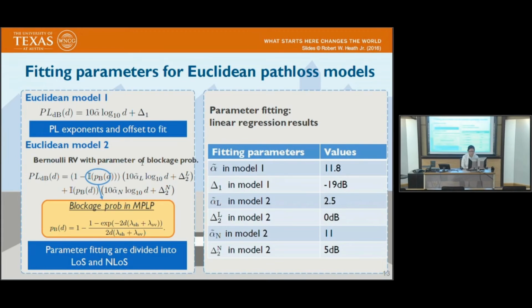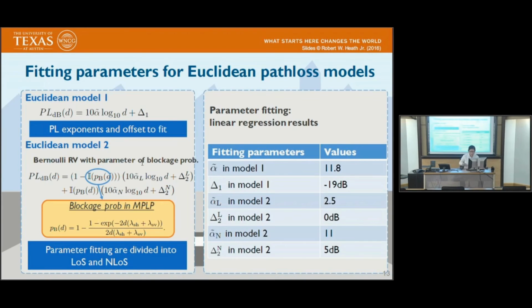The first is that the pathloss is simply calculated by the Euclidean distance of the direct propagation path. And the second Euclidean model is a little bit different because it now differentiates the base stations as having line of sight or non-line of sight links, and assigns different pathloss exponents to the different links. In this case, the pathloss value is determined by whether the link is line of sight or non-line of sight. So we denote a Bernoulli random variable with a parameter of the blockage probability here.